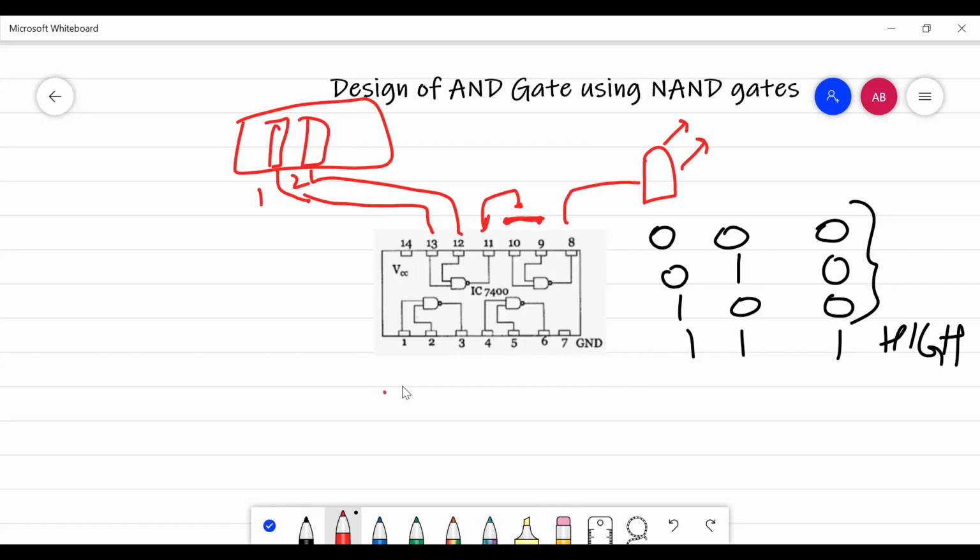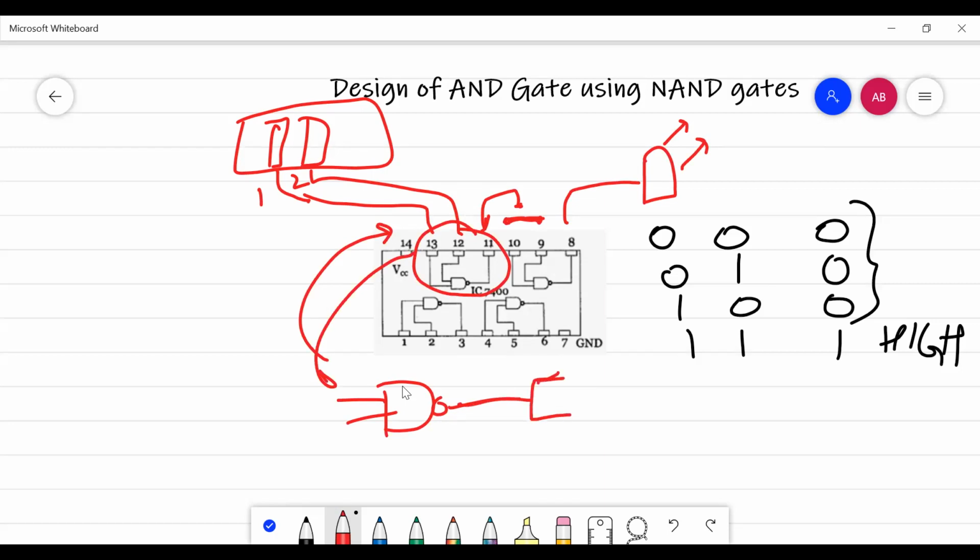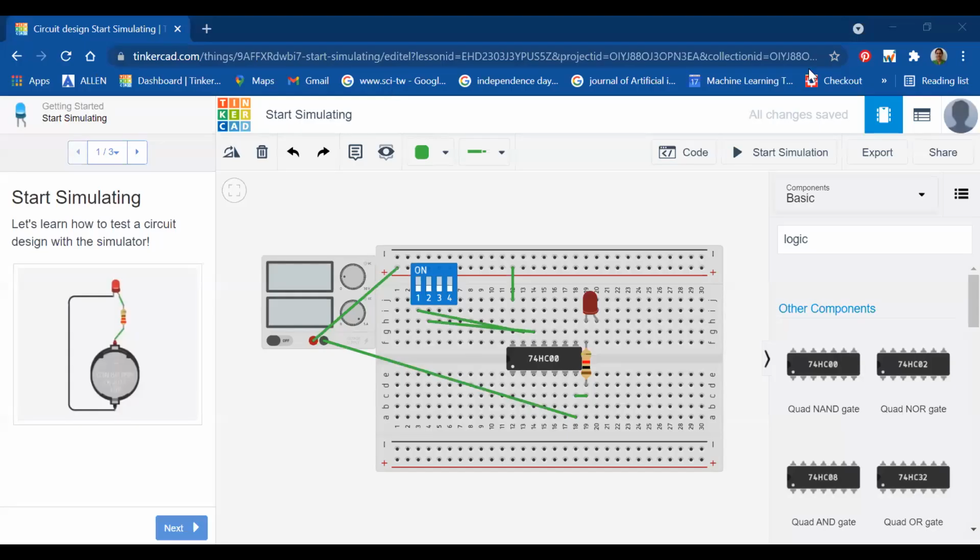And now we are going to do the same. What we have done is this NAND gate is this one, and the output we have connected to the 2 pins of the next NAND gate, that is the 9th and 10th pin, which we have connected together, and we have added a NAND gate here, right? So basically this is a NOT gate that we have added in front of the NAND gate. So let's design it on Tinkercad.